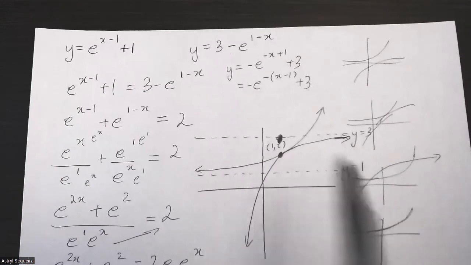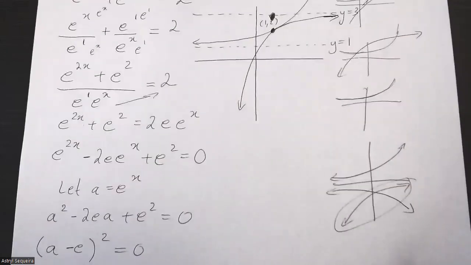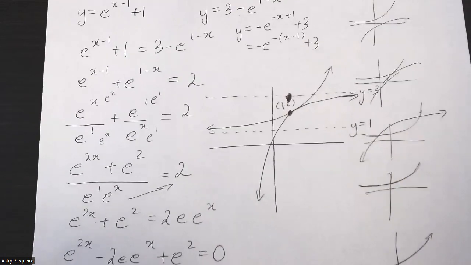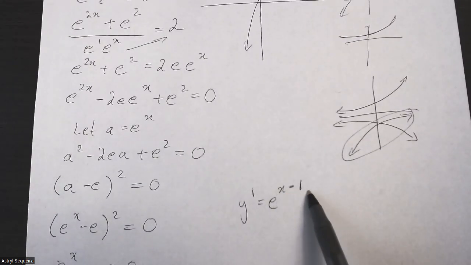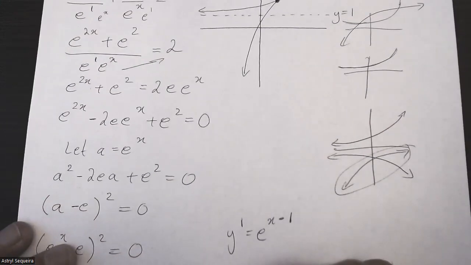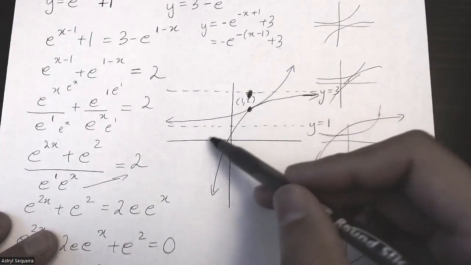And the last thing we need to do is find the slope of these two functions at this point. So for the first function, if I derive this, the derivative is just y prime equals e to the x minus 1, and then times the derivative of the exponent, which is just 1. So y prime is just e to the x minus 1. The x value at the point of intersection is 1, so I'm going to sub that in to find my slope. So I have e to the 1 minus 1, which is e to the 0, which is just a slope of 1. So the tangent line for the first function has a slope of 1 over there.